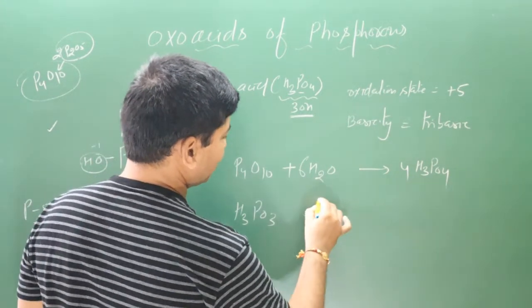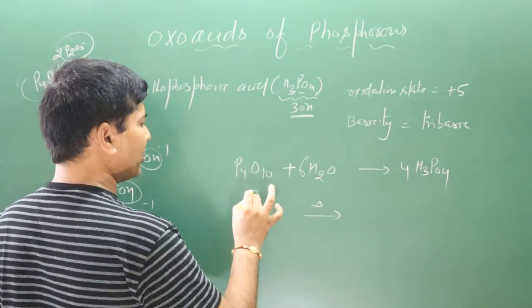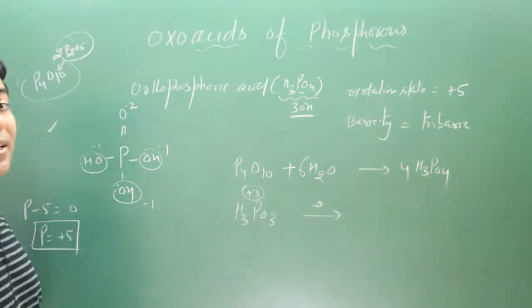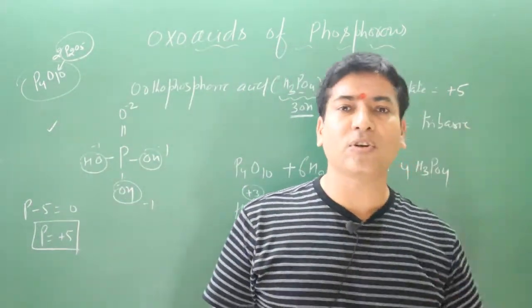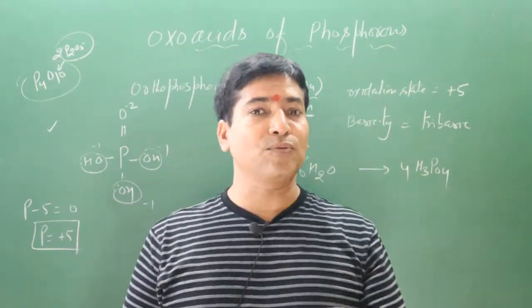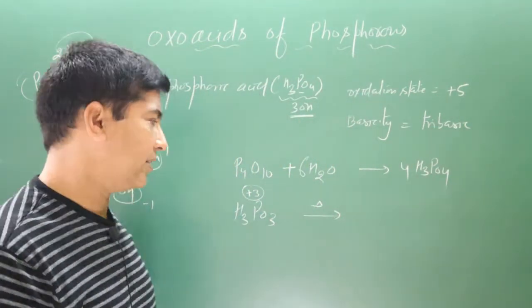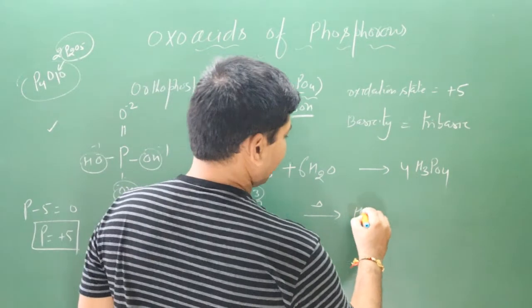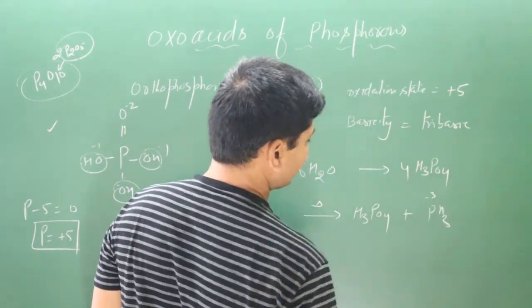It also undergoes a disproportionation redox reaction. In general, the phosphorus present in +3 oxidation state easily undergoes a disproportionation redox reaction and converts into 2 substances. One is in its highest oxidation state, another in its lowest oxidation state. Okay, we get H3PO4 and then we have PH3. It is the lowest oxidation state.